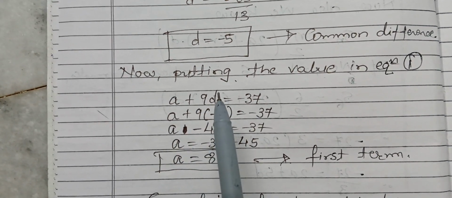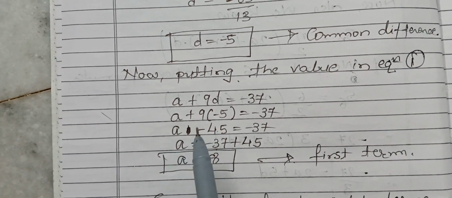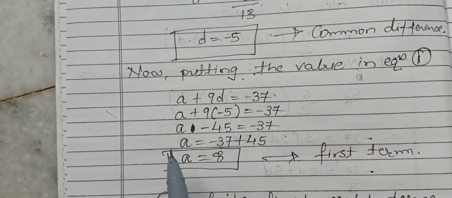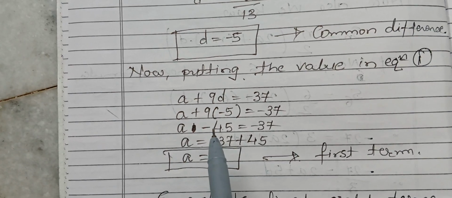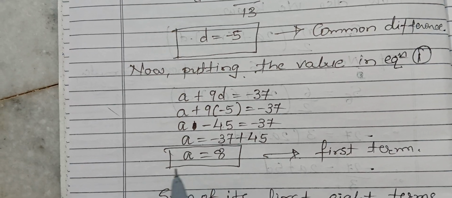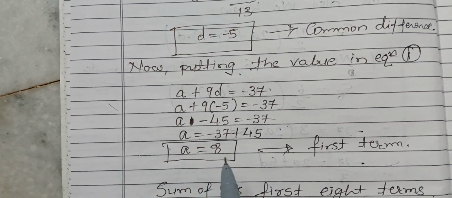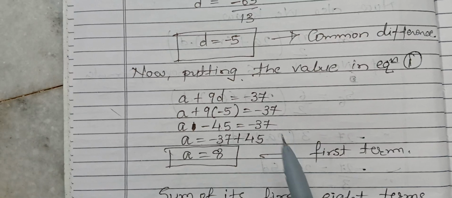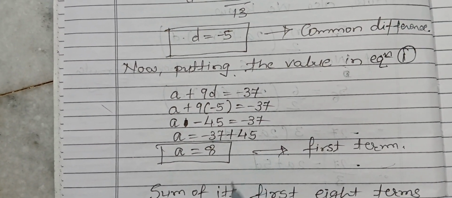a plus 9d, where we are putting d's value as minus 5, is equal to minus 37. a minus 9 5s are 45 is equal to minus 37. a is equal to minus 37, and we are taking minus 45 to the other side of the equal sign. So minus 37 plus 45 is 8. So now we also have the first term a's value, that is 8. We have both the common difference d and a is equal to 8. So now the first term and the common difference are both known to us.